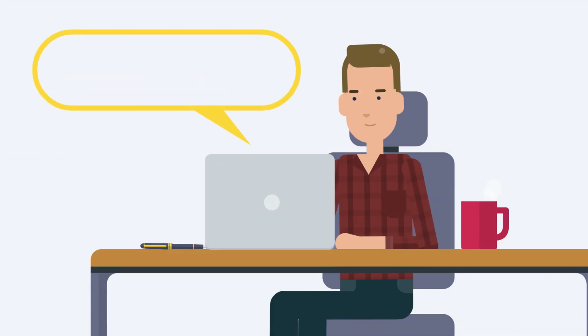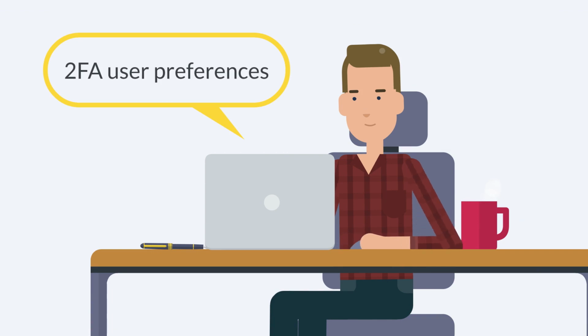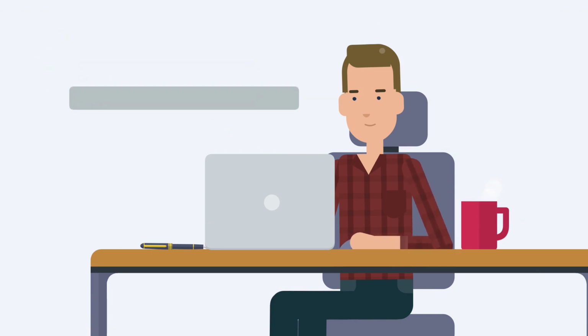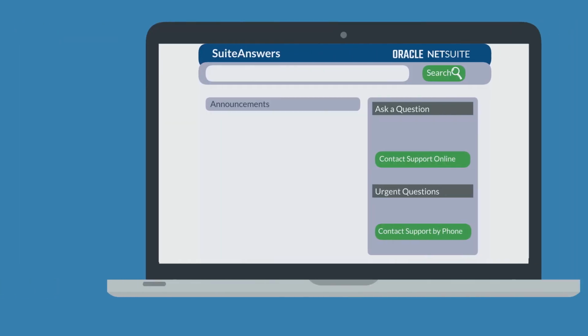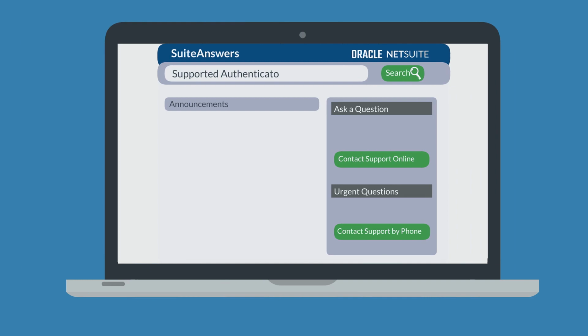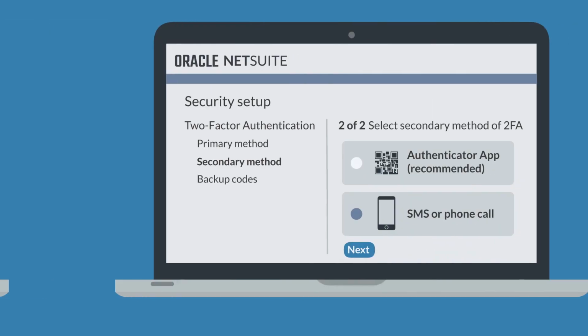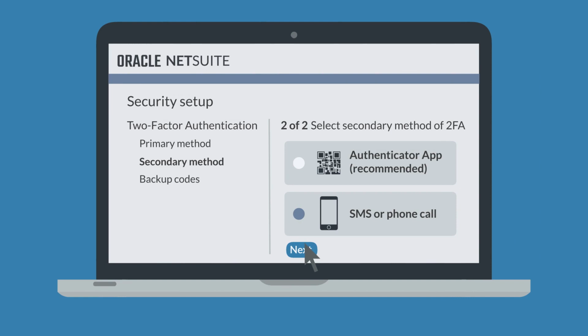Users who need 2FA must set up their 2FA preferences. When logging in with a 2FA required role for the first time, you will need to enter the verification code that NetSuite sends to your account email. Then, you will be taken directly to the Security Setup page. On this page, you will see 2 methods of authentication: an authenticator app, and your phone via SMS or a call. You will set up one of these as your primary method of authentication and the other as your secondary method. NetSuite recommends using an authenticator app as your primary method of authentication, and you can find a list of compatible authenticator apps on the Suite Answers page, Supported Authenticator Apps. After choosing and setting up both your primary and secondary methods of authentication, click Next.